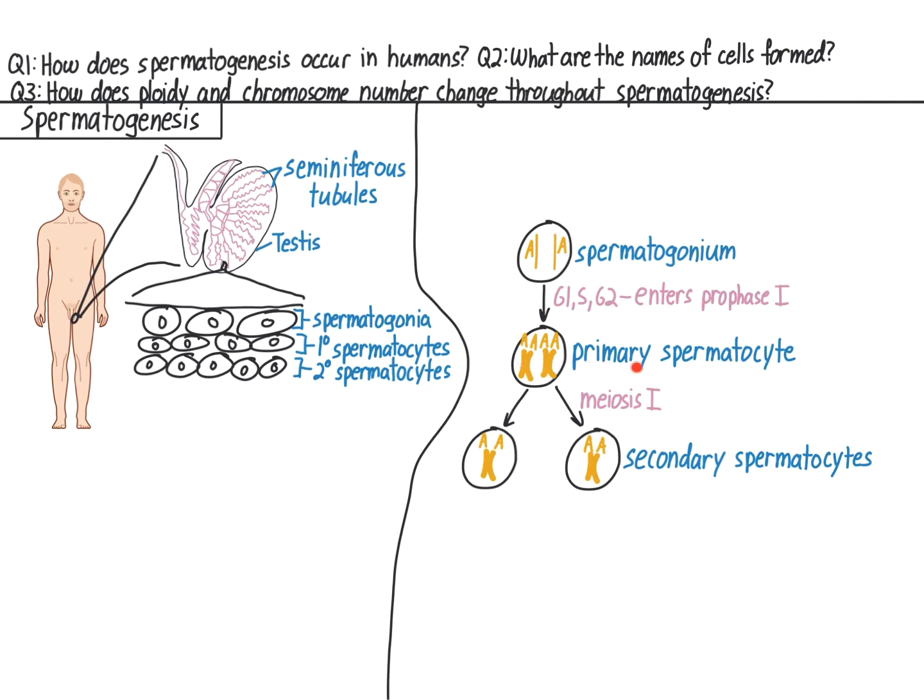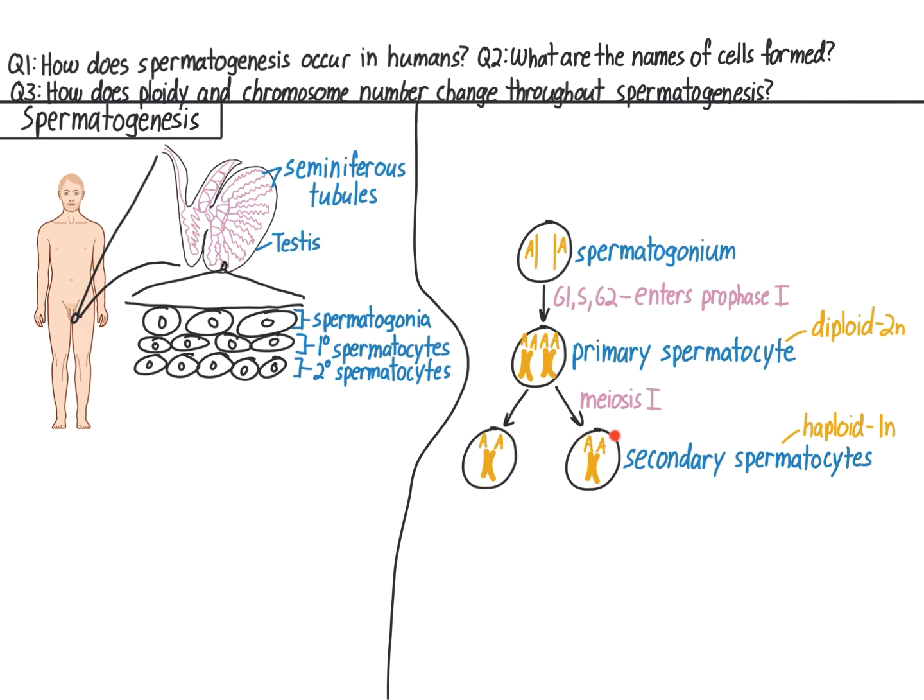Notice that the primary spermatocyte is a diploid cell because it has two of each chromosome. But the secondary spermatocytes are haploid because they only have one of each chromosome. Remember, the terms haploid and diploid refer to the number of chromosomes a cell has, not the number of gene copies. Even though secondary spermatocytes have two copies of each gene, they're haploid because this is considered to be only one chromosome.